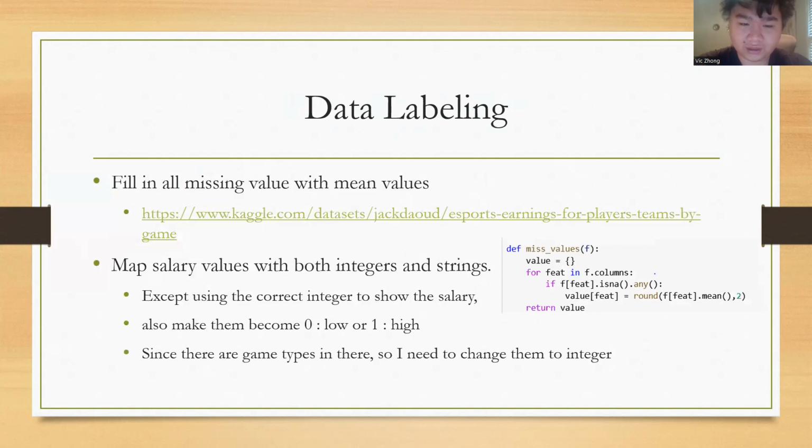Next, we will talk about how I got those values. First of all, here's a link where I got the data from, and some of it has missing values. I need to use the mean value to replace them. Here's a part of the code on the right side showing how I change the missing values to the mean value.